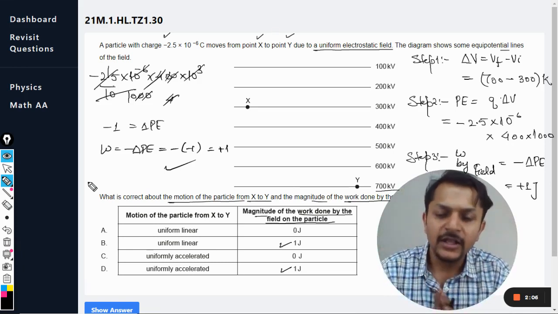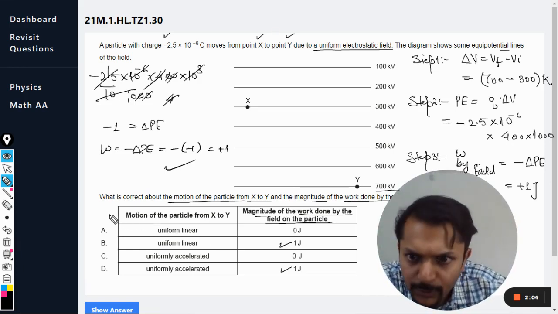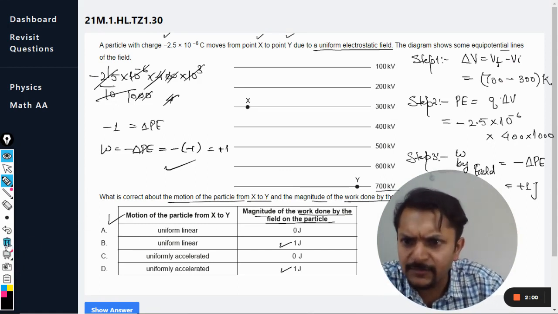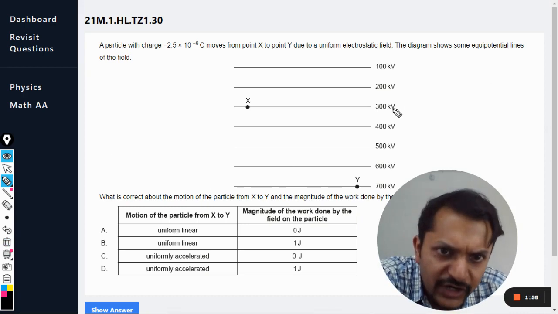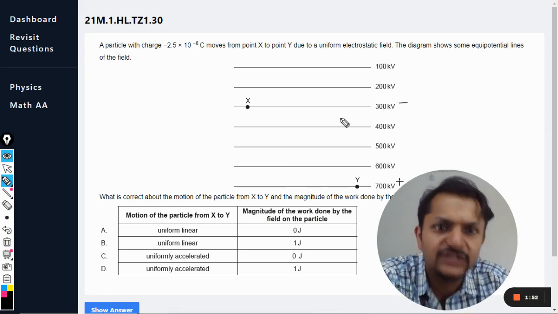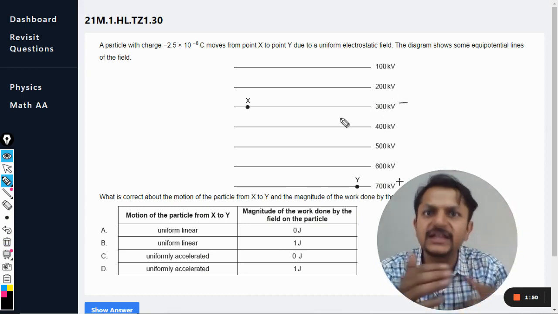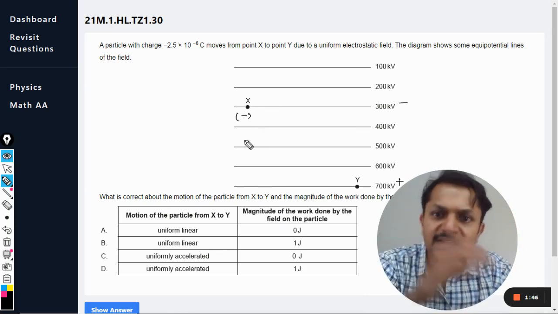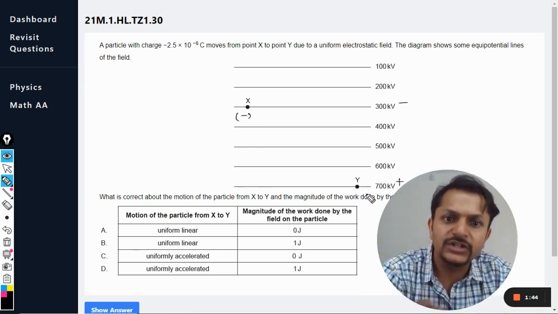This is perfectly done. Okay, now let us move to the next point, the motion of the particle from X to Y. Now, what is the motion of the particle? So, my dear students, we will be concentrating at this point. Here, the potential is more, so I can say this is positively charged. Here, the potential is lesser, so it is more negative. Comparatively, this is more positive. And this is a negative charge. It means the negative charge is trying to move towards the positive charge.